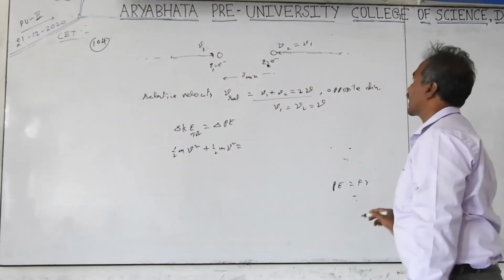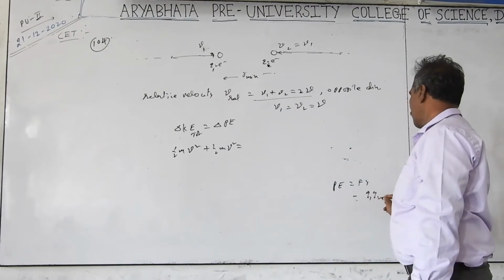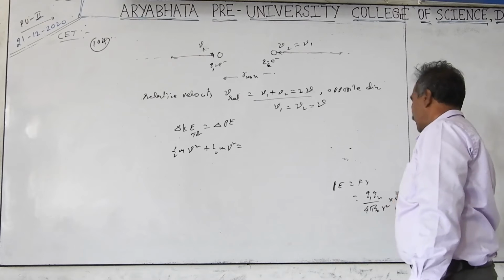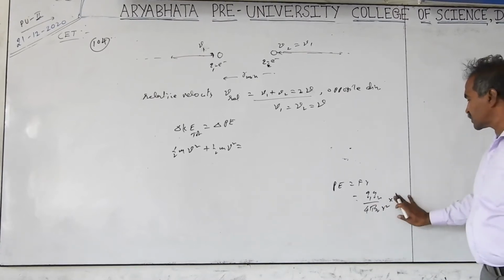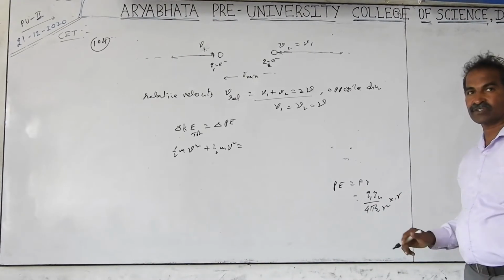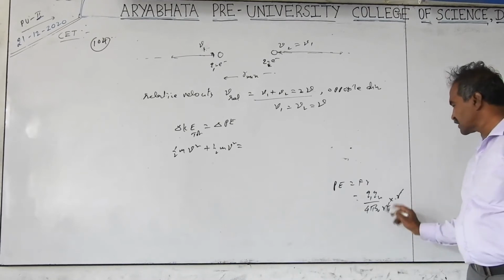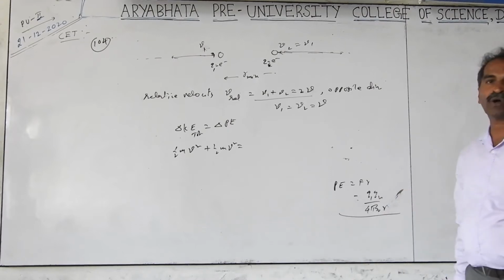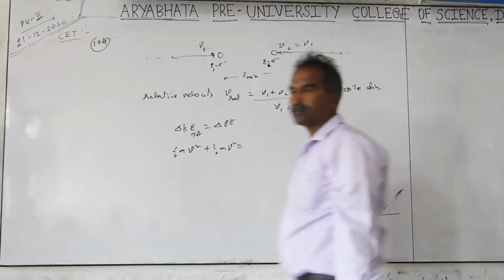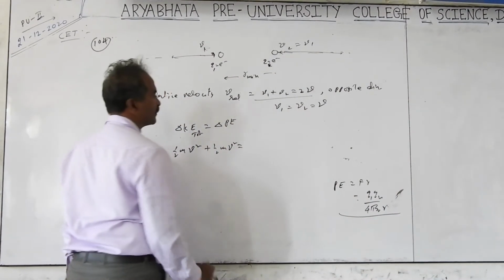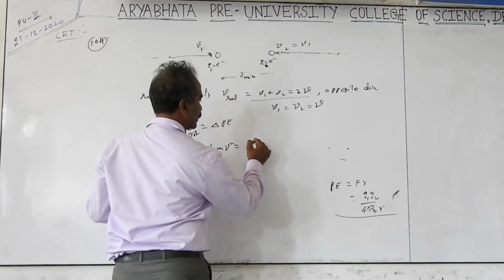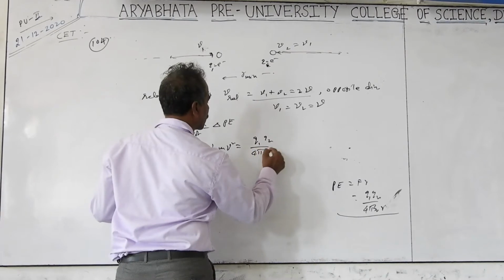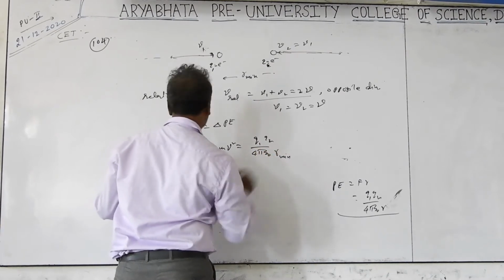The force we have is Q1 Q2 by 4 pi epsilon naught R square, into R, from Coulomb's law of electric charges. The distance cancels, so what is left is the mutual potential energy, Q1 Q2 by 4 pi epsilon naught R. That is the mutual potential energy formula, where R becomes equal to R minimum.